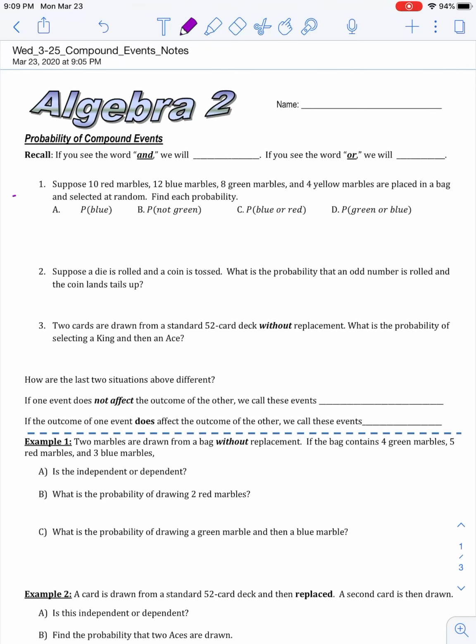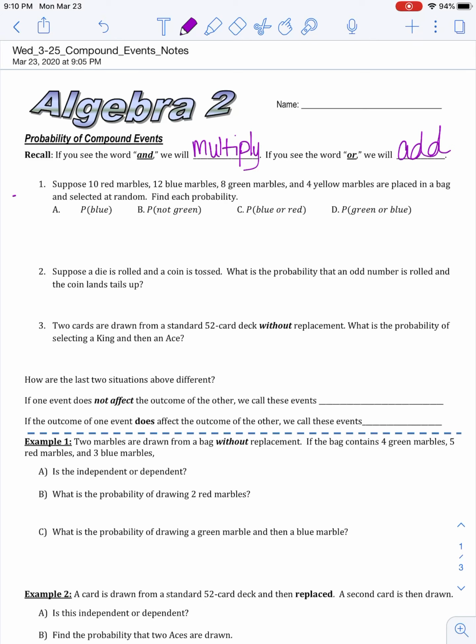Alright, today we're going to look at the probability of compound events. This should be our last day of notes for Unit 8. We'll just be reviewing after this. So it says, recall if you see the word and, then you will multiply. If you see the word or, we will add.